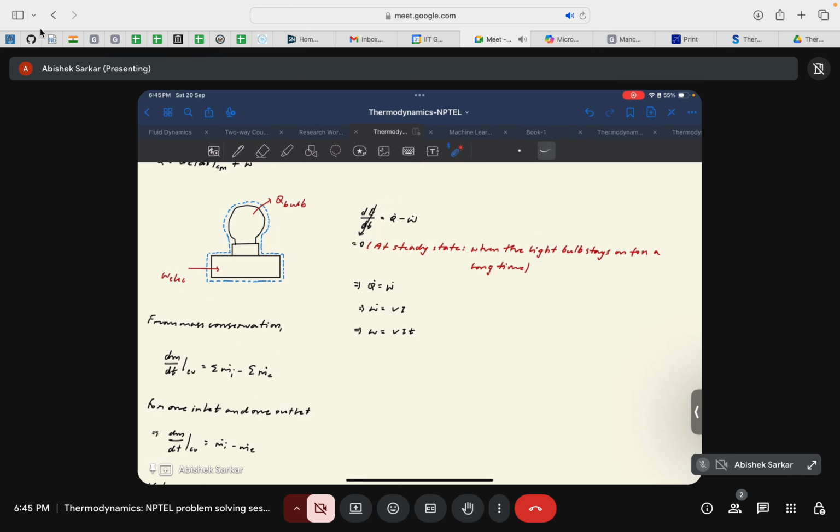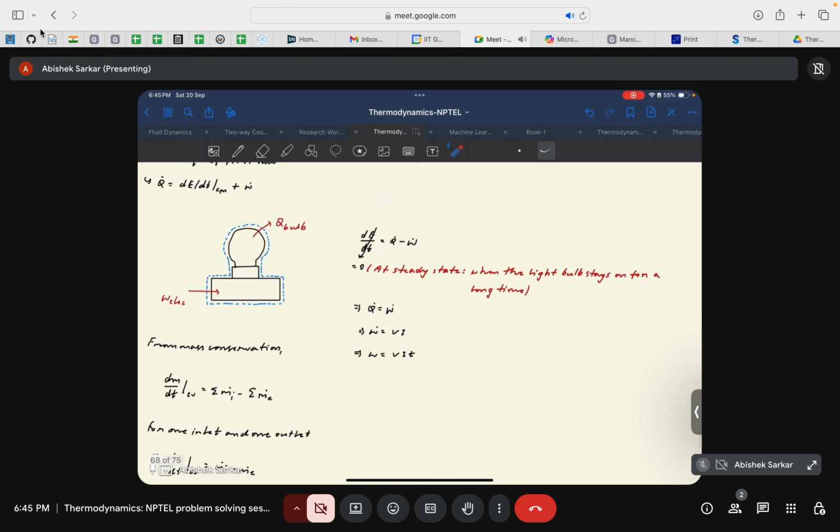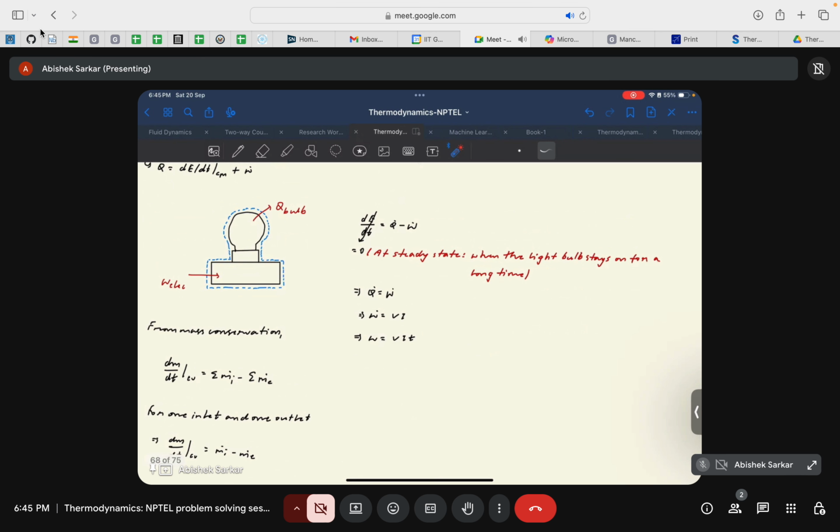So this is the rate form of the energy equation. Now let us consider mass conservation. I don't know whether we have introduced mass conservation till now or not, but let me give you a brief idea that for any engineering system, there are three conservation laws that are primarily used to analyze these kinds of systems. There is the mass conservation, the momentum conservation, and the energy conservation.